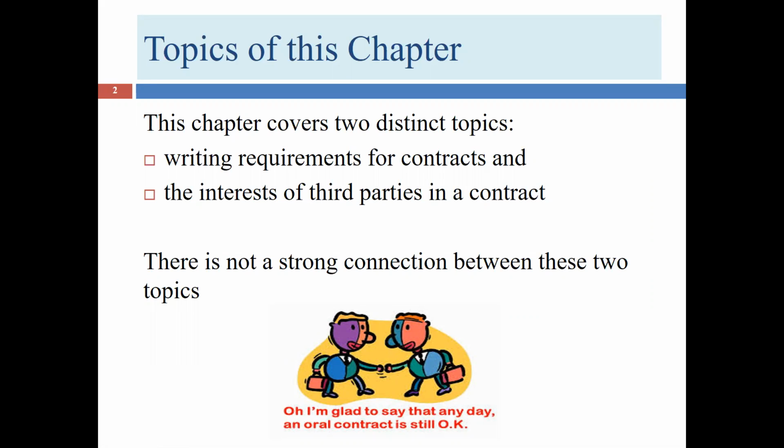One has to do with writing requirements for contracts, and guess what? We're going to cover that one first. And the second topic is, yes, you guessed it, interests of third parties in a contract.